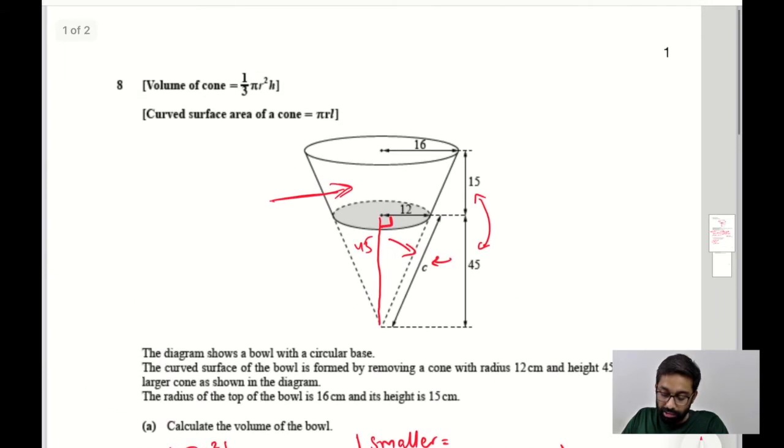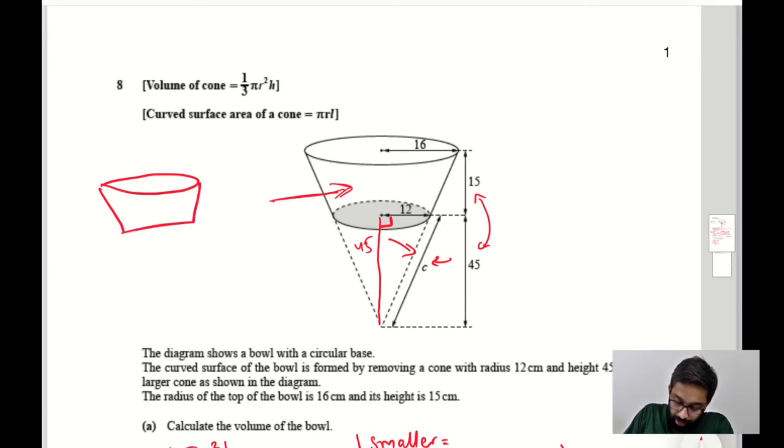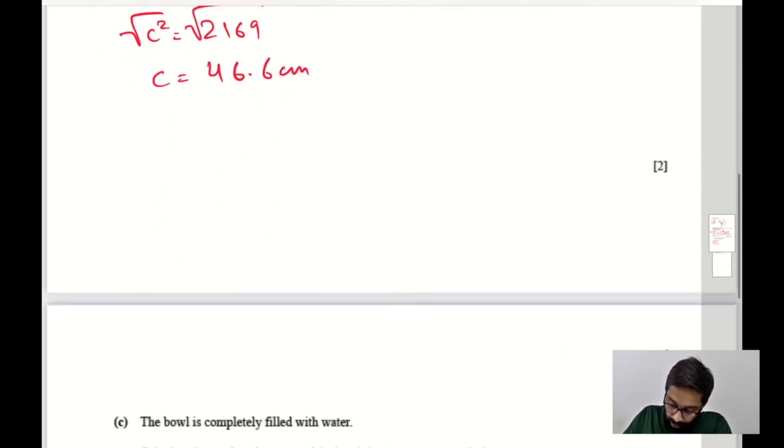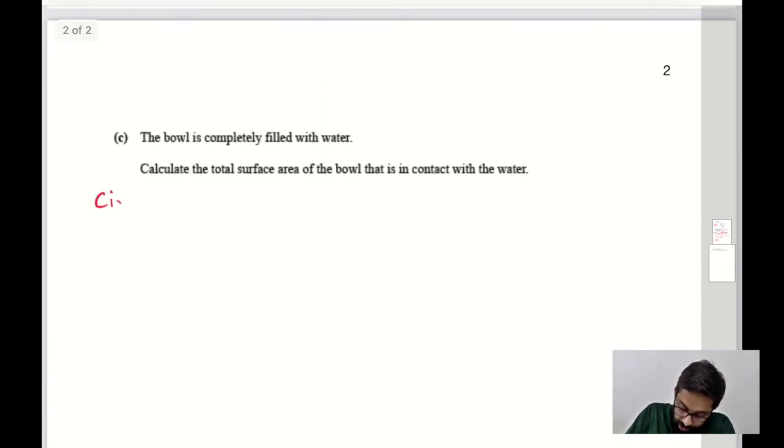Now, imagine a bowl. A bowl, if I draw it over here, is supposed to be like this. The bottom part is a circle. This is the curved part and it's open from the top. So we don't need the top, so we cross it out, but we need the curved part and we need the circle at the bottom. So the easiest thing to do first is calculate the area of the circle at the bottom.